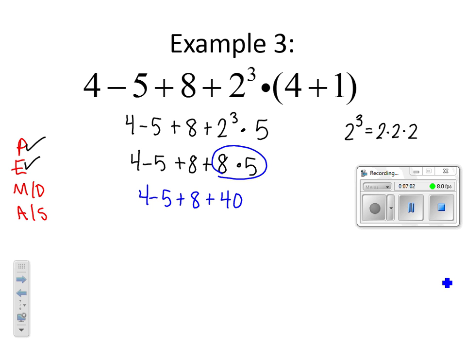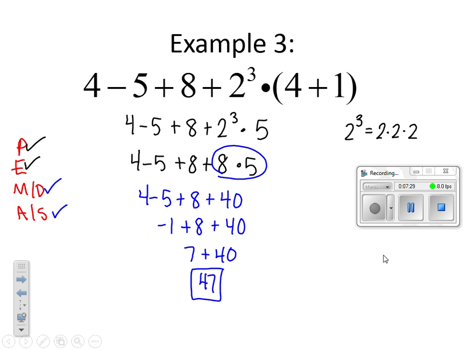And now we're going to continue with addition and subtraction left to right. 4 subtract 5 is negative 1, plus 8, plus 40. Negative 1 plus 8 is 7, plus 40 is 47. Continually writing every step down as we do the order of operations for full credit.